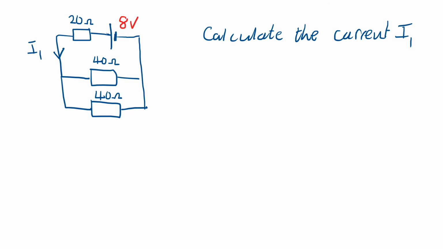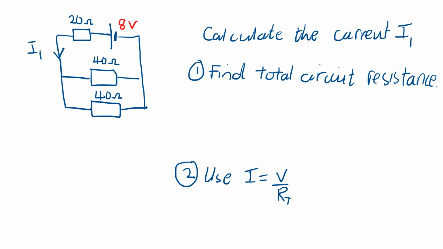Question for you to think about now and have a go at: calculate the current I1 in this circuit. There's two steps to this question. One, find the total circuit resistance, and then two, I'm going to use the relationship I equals V over R total to find the current.